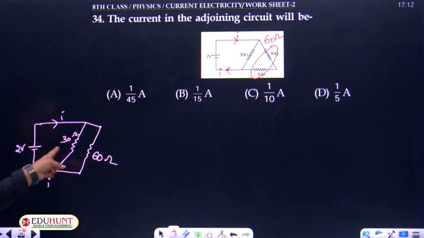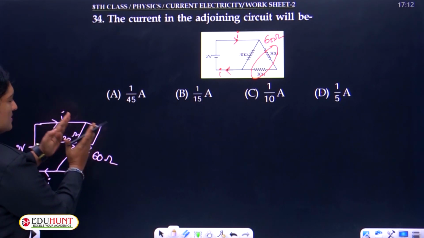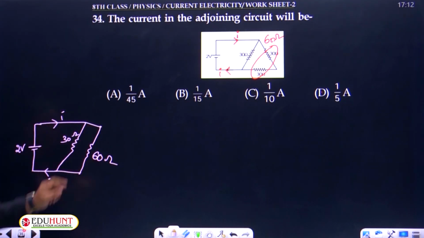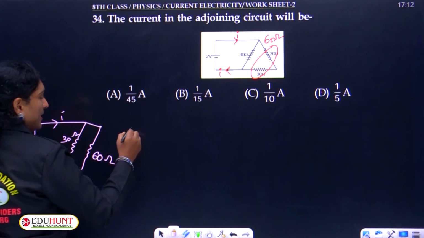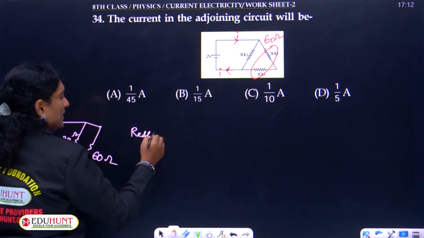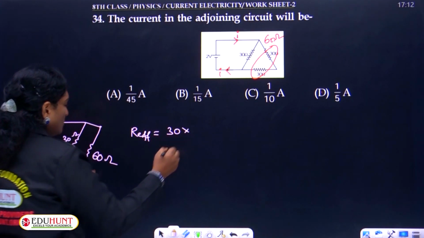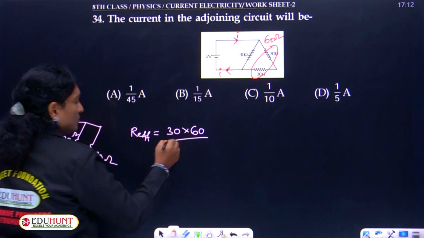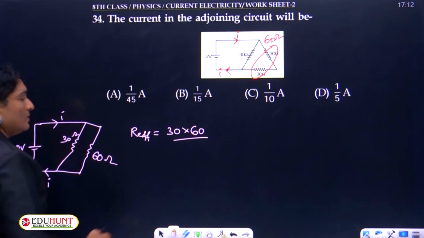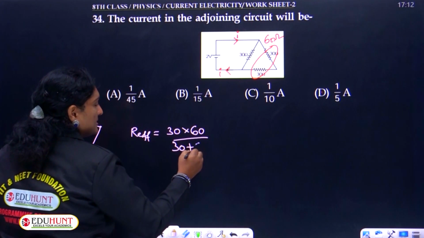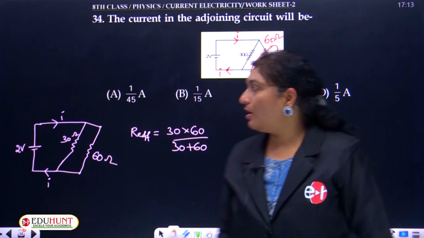So now if you observe this carefully, these two resistors, how are these two connected? The two are connected parallel to each other. So when two different resistors are connected parallel to each other, then the effective resistance R effective equals, the formula is R1 R2 by R1 plus R2. What is R1 here? 30. What is R2 here? 60. R1 R2 by R1 plus R2. R1 plus R2 means 30 plus 60. So simplifying this, how much are you getting, children?